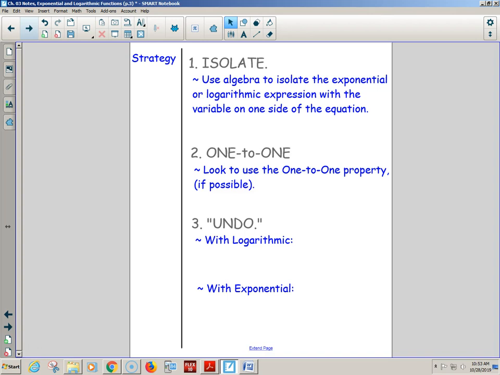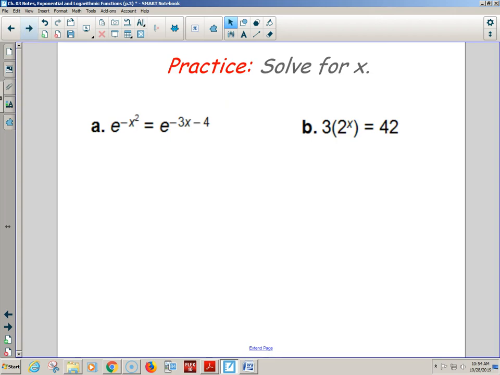All right, so strategy. We're going to try to isolate. Anytime we're trying to get to x, we're trying to get him isolated, but he's always going to be stuck, either in a log or in an exponential expression. So we need to get that log or that exponential isolated, and move away everything else with all of our algebraic skills. And then either we're going to have matching bases and use the one-to-one property, or we're going to be undoing. We'll get back to this in a sec. But let's just go play, and then we'll come back to these steps and see if we need to flesh them out at all. So here we go.